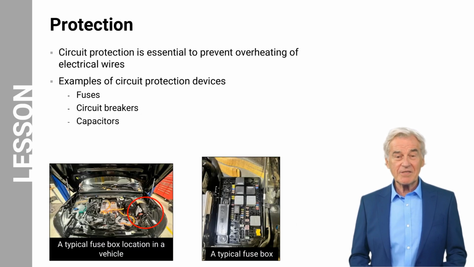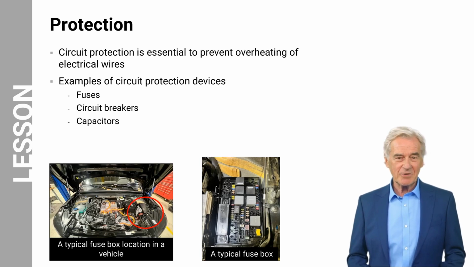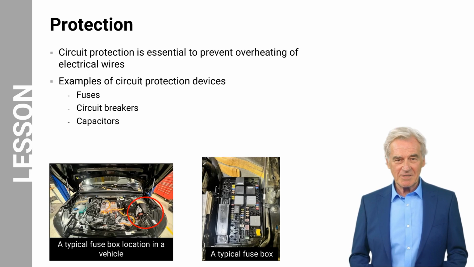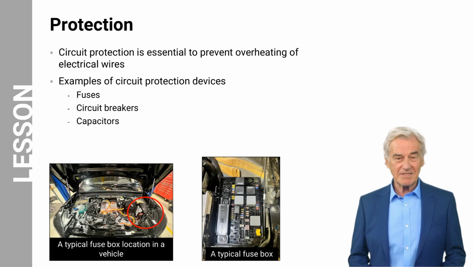Another component of electrical circuit is the circuit protection. Circuit protection mechanisms are essential in preventing overheating of electrical wires, thereby minimizing the risk of electrical fires or damage to vehicle components. Common examples of circuit protection devices include fuses, circuit breakers, and capacitors. Together, these protective measures contribute to the safety and reliability of automotive electrical systems.